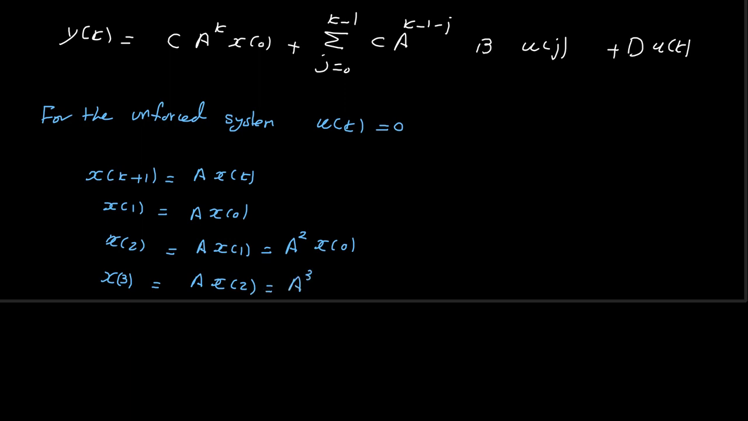A to the power 3 x of 0. So simply using the recursive method, we can reach that x of k is equal A to the power k x of 0. So simply the A to the power k is called the state transition matrix.